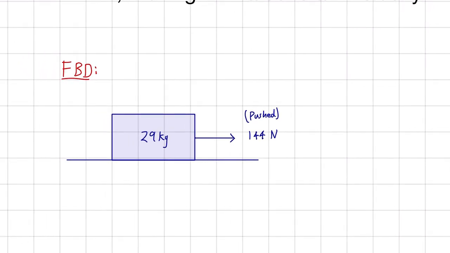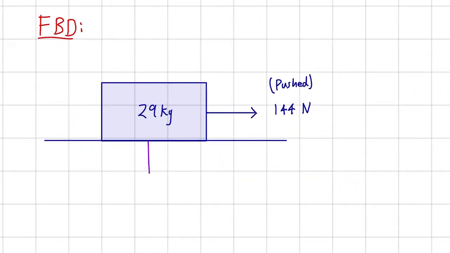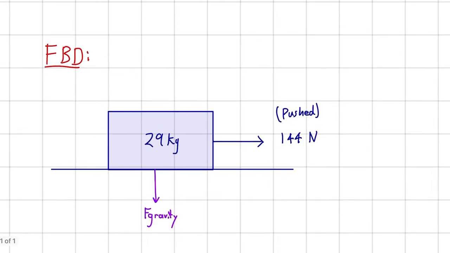So what other forces are acting here? Well, we always have the force of gravity as long as we are on Earth. So F gravity. And because the crate is sitting on the ground, we have an equal and opposite force to the gravity called the normal force. So we'll call it F normal.